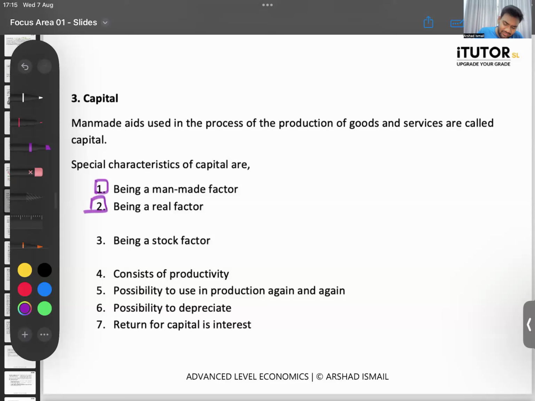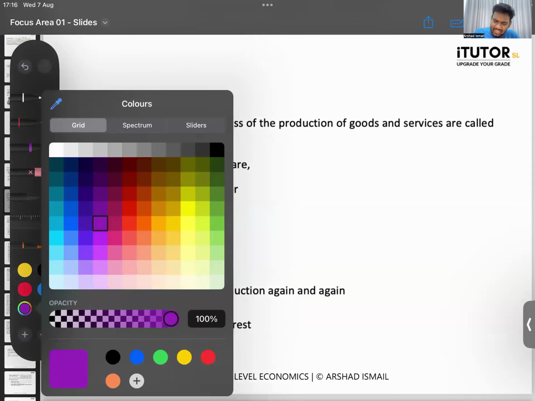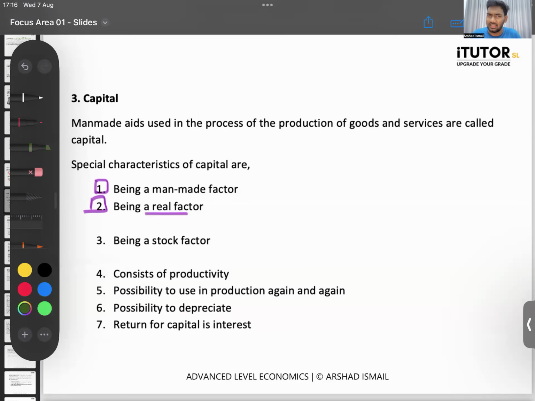Also, we say it's a real factor. That means others are fake factors. What is a real factor? A real factor means it's a tangible, physical factor. You can see it and you can touch it. That's what you call a real factor.